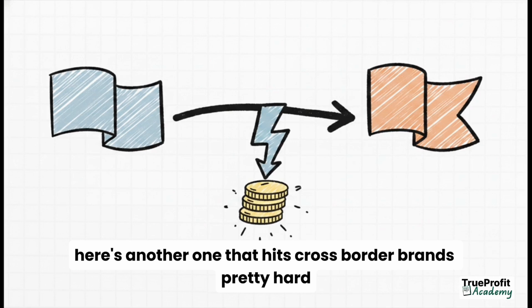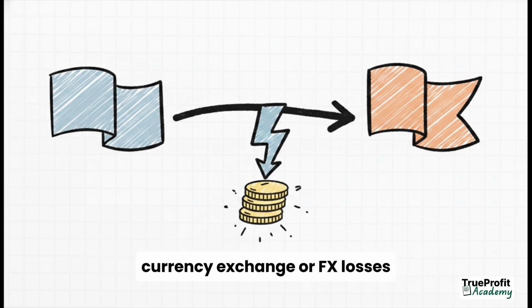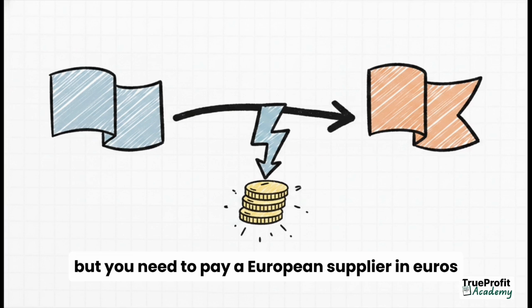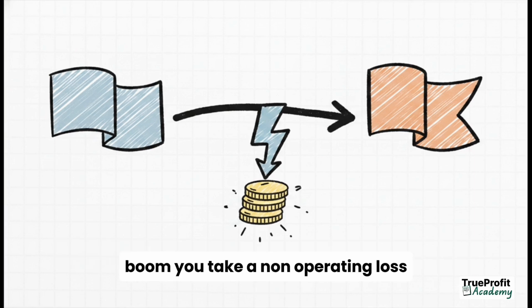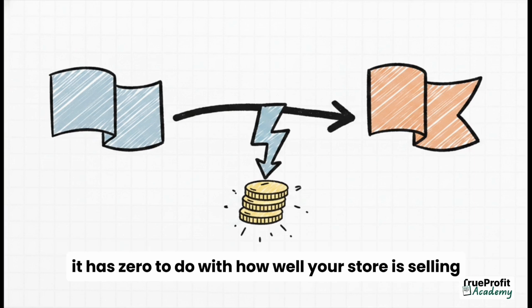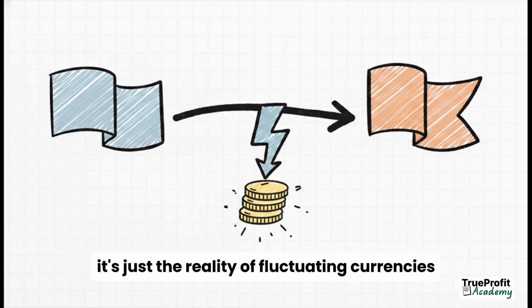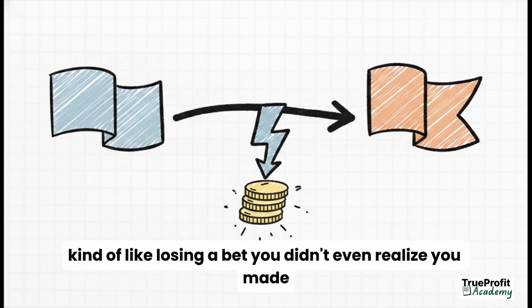Here's another one that hits cross-border brands pretty hard. Currency exchange, or FX losses. Let's say you're holding US dollars, but you need to pay a European supplier in euros. If the exchange rate shifts the wrong way before you pay, boom, you take a non-operating loss. It has zero to do with how well your store is selling, it's just the reality of fluctuating currencies. Kind of like losing a bet you didn't even realize you made.